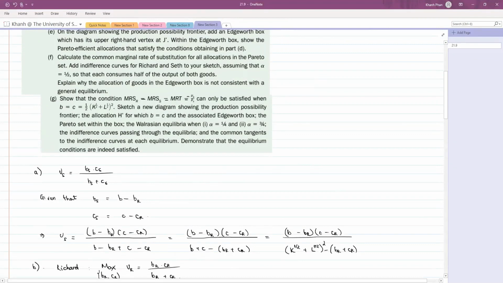Okay, so it's asking you to sketch a new diagram showing the production possibility frontier in which B equals C, and the associated Edgeworth box again with the Pareto set, and the equilibrium where alpha equals a quarter and alpha equals 3/4. Okay, now it's pretty straightforward.